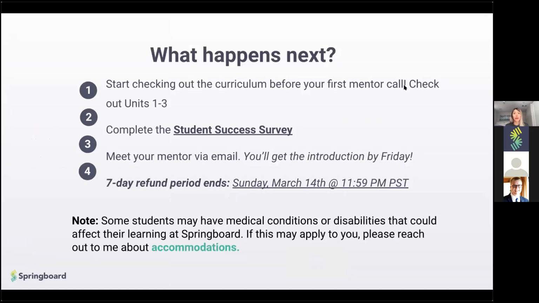All right, so what happens next? One, start checking out the curriculum before your first mentor call. We would suggest you start looking through units 1, 2, and 3. Please go ahead and complete that student success survey if you haven't already.